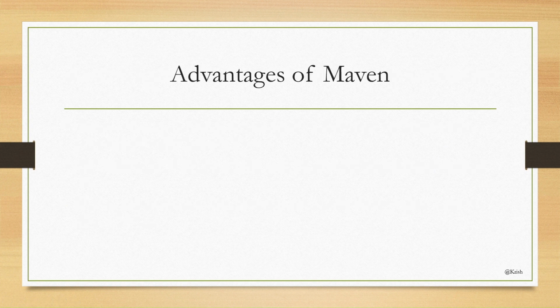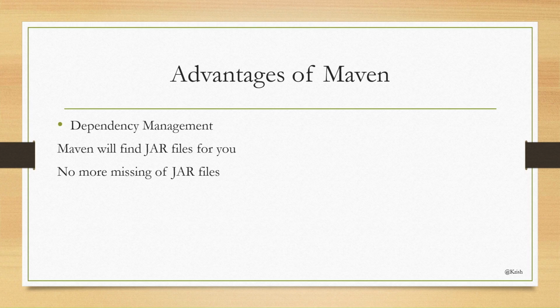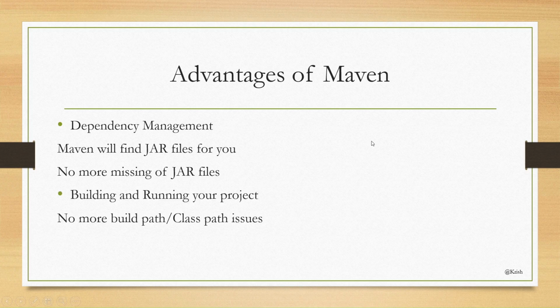And coming to the advantages of Maven, the first one is dependency management, where Maven will find out the jar files for you and can automatically add them to your project. There is no more missing of jar files by adding the dependencies. And when building and running, there will be no path issues. And one more is, as explained, the standard directory structure.